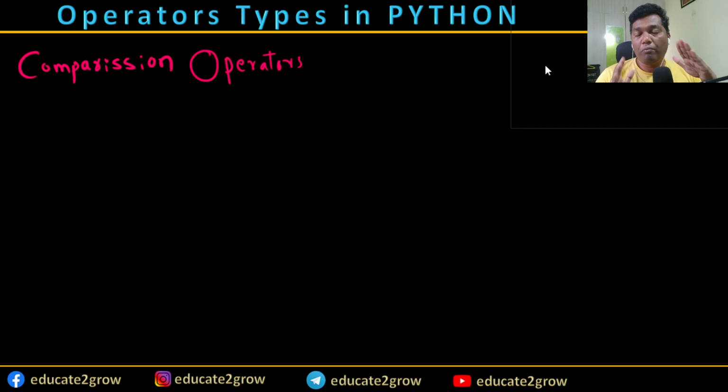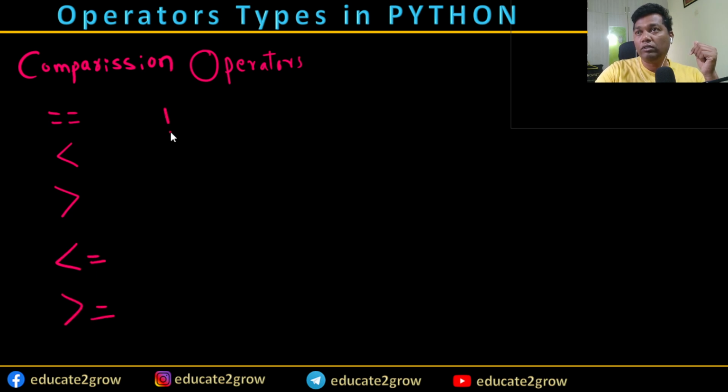Another type of operator is the comparison operator. What exactly does a comparison operator do? It compares both numbers and tells the result, whether it is greater than, less than, equal to, or not equal to. Let's see what those operators are. First, this is the symbol for equals to, this is less than, this is greater than, less than or equals to, greater than or equals to, this is not equals to, and so on.